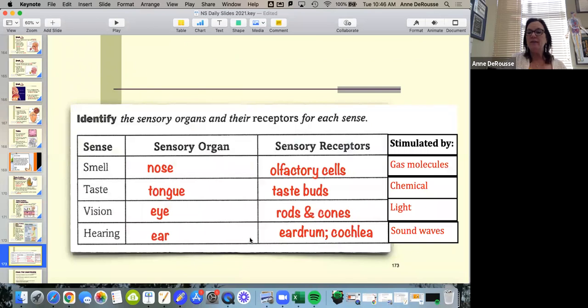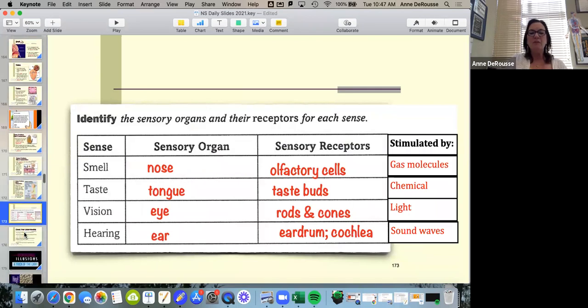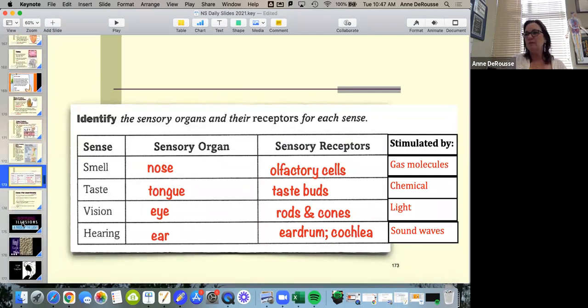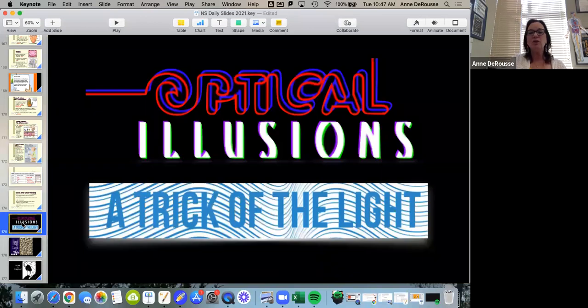So here you have it. The sense organ with the receptors. I would get rid of eardrum. It's primarily cochlea. And then what stimulates and gets the impulses started. Okay, now for the fun. Optical illusions.